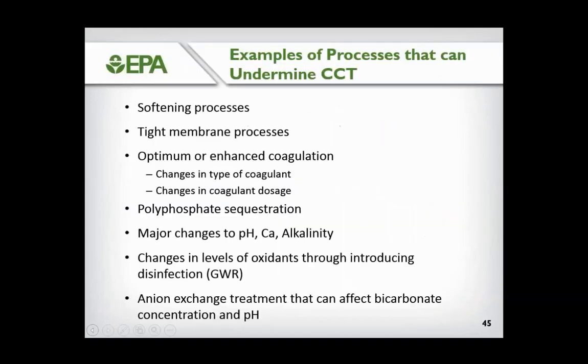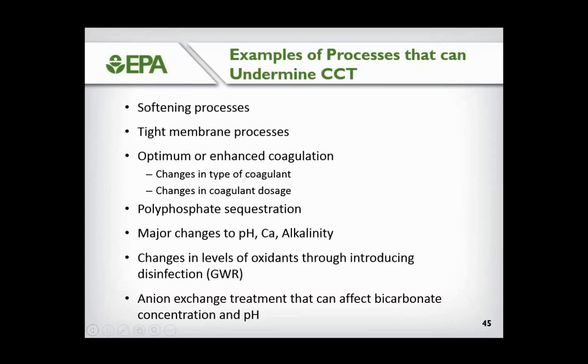To summarize the lead and copper part of the talk, you've got to think in terms of how changes in process could disturb or undermine the corrosion control treatment and metal release. Things like implementing membrane processes post-treatment, softening, anion exchange, or cation exchange softening, for instance, that puts the high alkalinity back in the water, could be a problem. Adding polyphosphate for sequestration, or anything that makes major changes to pH, calcium, or alkalinity, could affect directly or indirectly the lead or copper release.